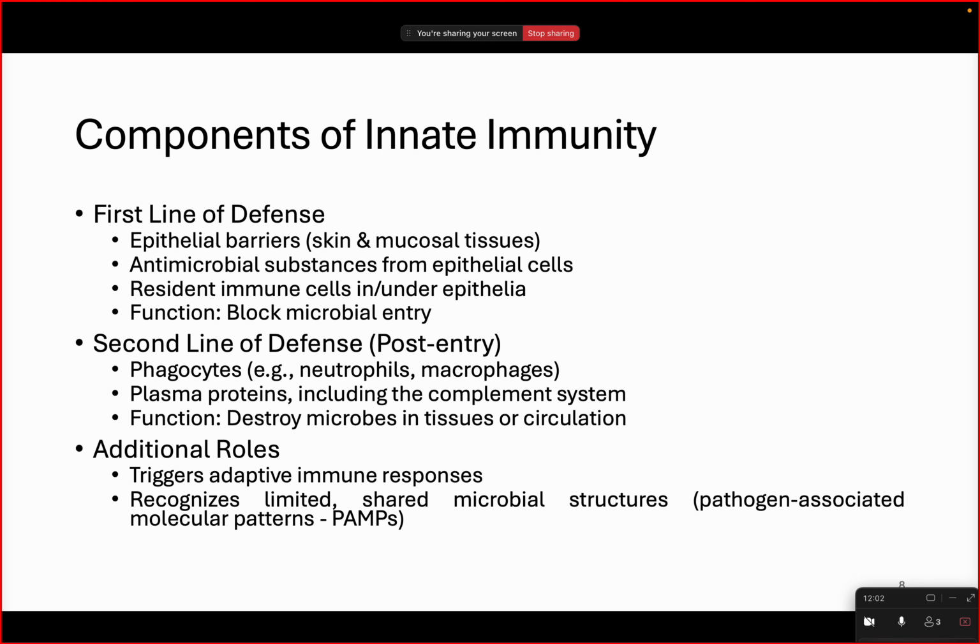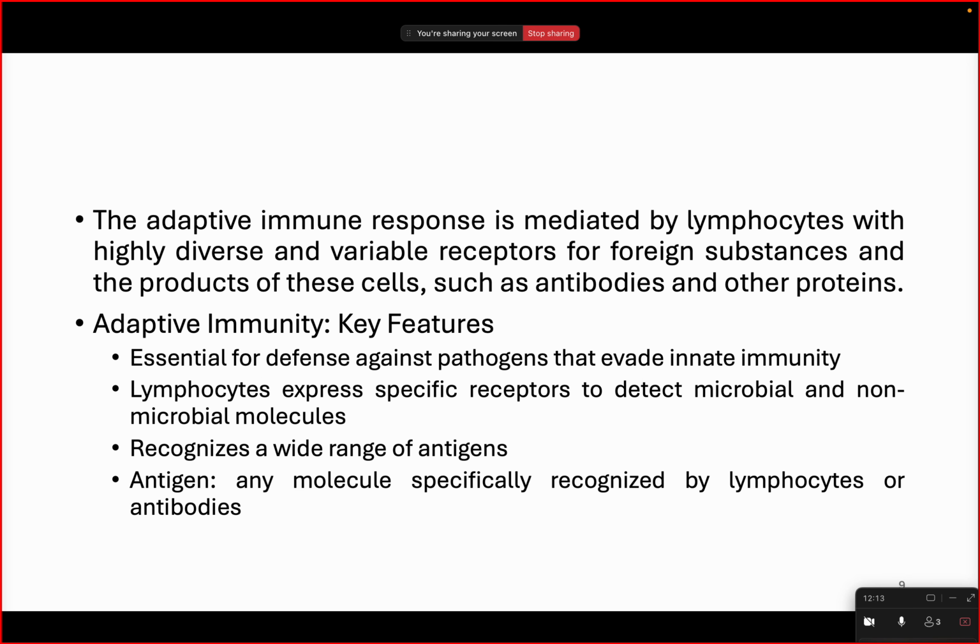It is the complement system, right? And then there are some additional roles, like triggering the adaptive immune response, so that they both can work simultaneously to eradicate the infection.